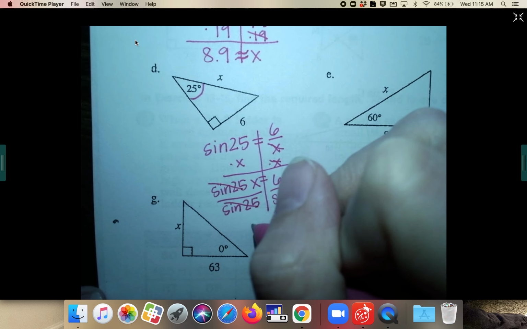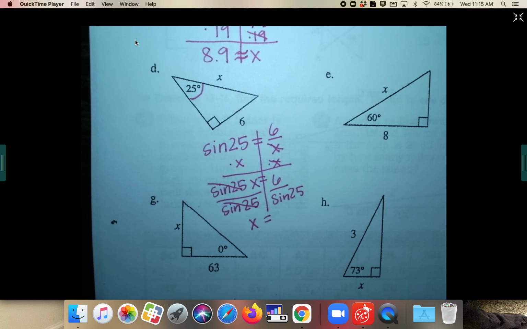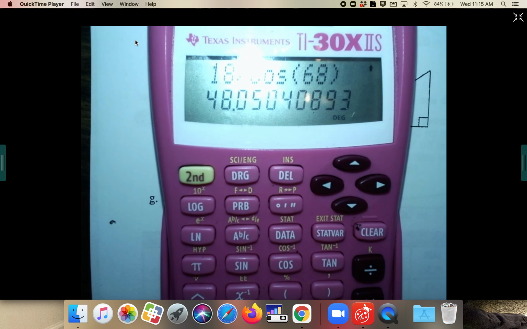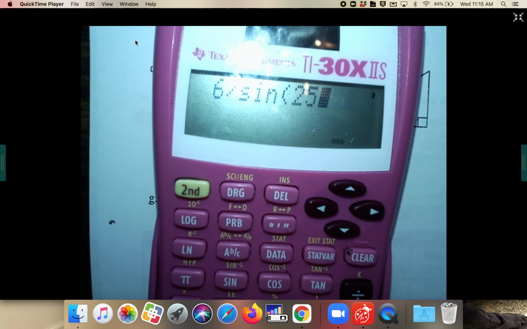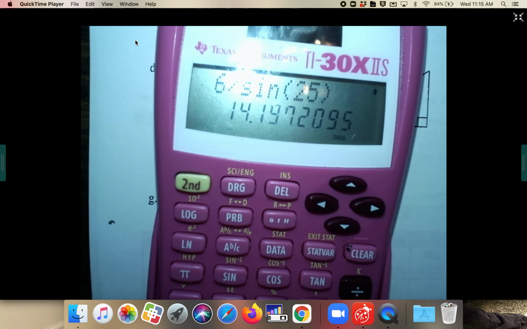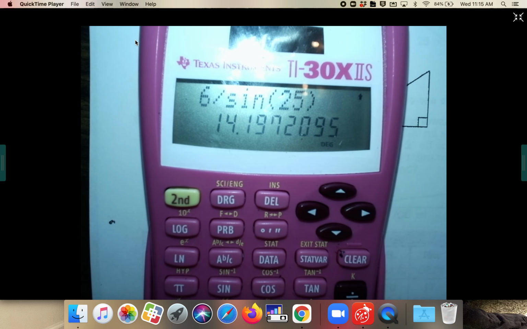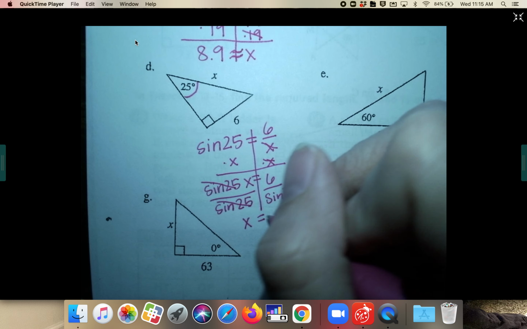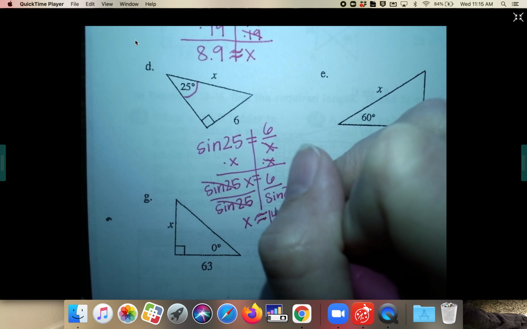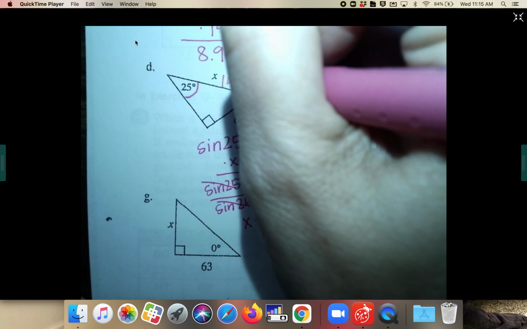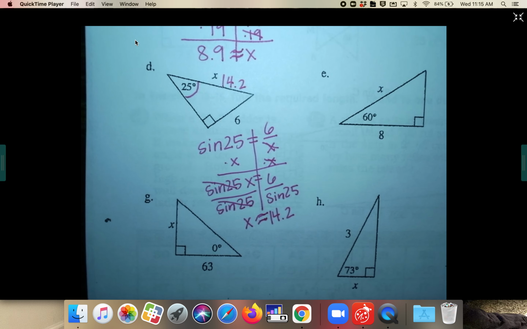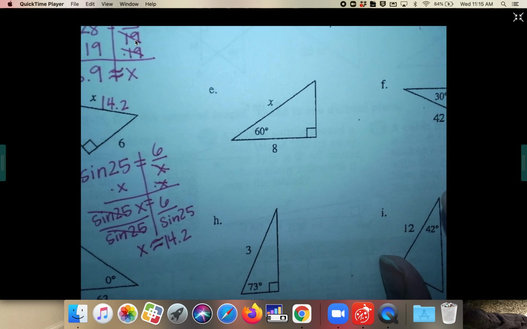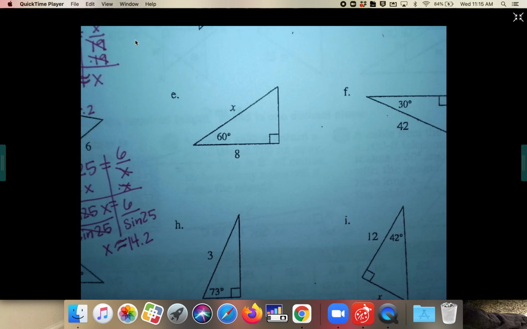Okay, and then you've got 6 divided by sine of 25. 6 divided by sine, push your sine button this time, of 25, close your parentheses, is about 14.2. So our x is about 14.2. And that's reasonable. Okay, letter E, right away I hope you know it's a 30, 60, 90.